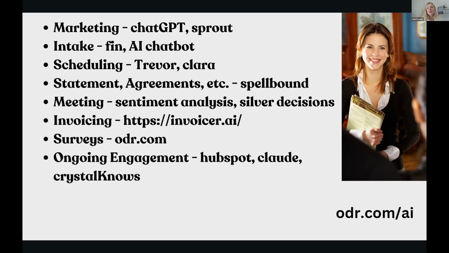practice. Okay, so now we're moving past the actual meeting. We have a couple more for invoicing. This is another great time to use AI, right? Most of us did not get into mediation because we just love data entry and financial analysis. Most of us would rather hand this off to an AI. Just know that the AI is doing a great job. So Invoicer.ai, there are a lot of really good ones out there. QuickBooks has developed a pretty impressive AI tool. So if you're already using QuickBooks, this is great because you already trust it. Surveys, we have some neat survey tools over at ODR.com. And then finally, for ongoing engagement, HubSpot and Claude.